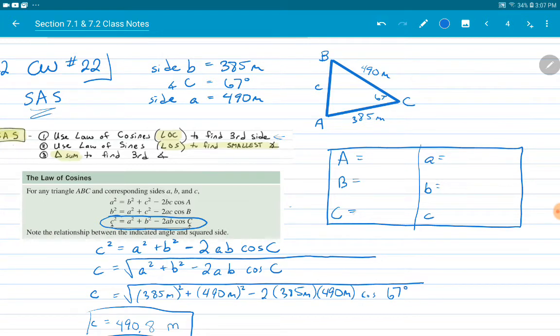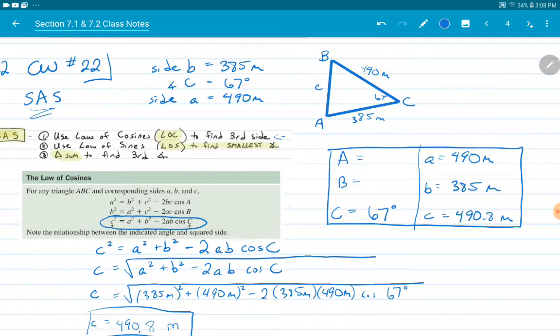So capitals correspond to angles. So C is 67 degrees. My side A should be over here. And side B should be here. Side C is the one we just found, which is 490.8. So now we know how to find those other two angles.